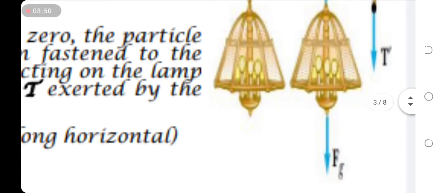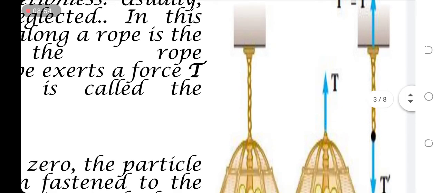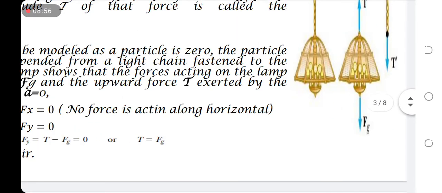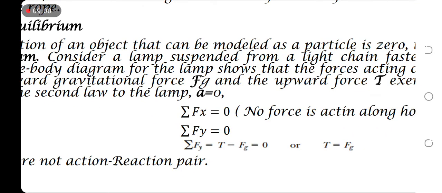Tension in the string is upward and force of gravity is downward. Two forces are acting on the lamp hanging down from the ceiling by a string.